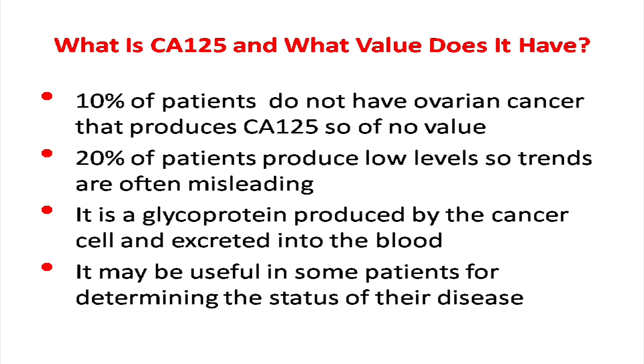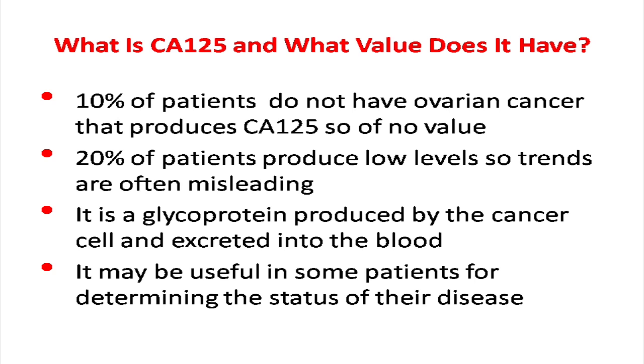What is CA125 and what value does it have? Well, the first thing for people to understand is that 10% of patients do not even have ovarian cancer that produces CA125, so it is of no value. There are about 5 different types of ovarian cancer, but the two most common tumor types that may not produce CA125 are mucinous carcinoma of the ovary and clear cell carcinoma of the ovary. So if your CA125 is normal, having the CA125 checked every month is really a waste of getting stuck and blood drawn, because it really doesn't tell you or the doctor much of anything.